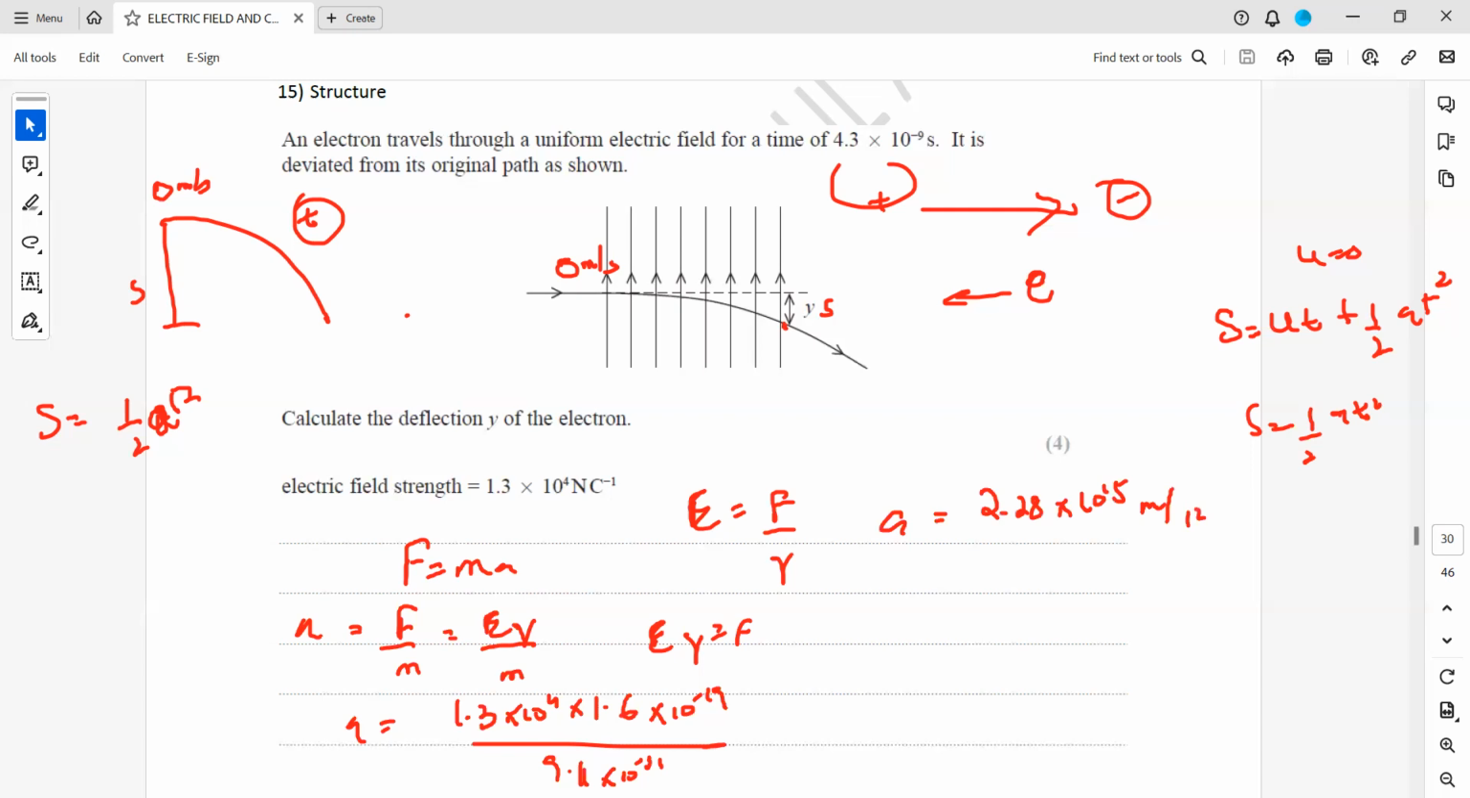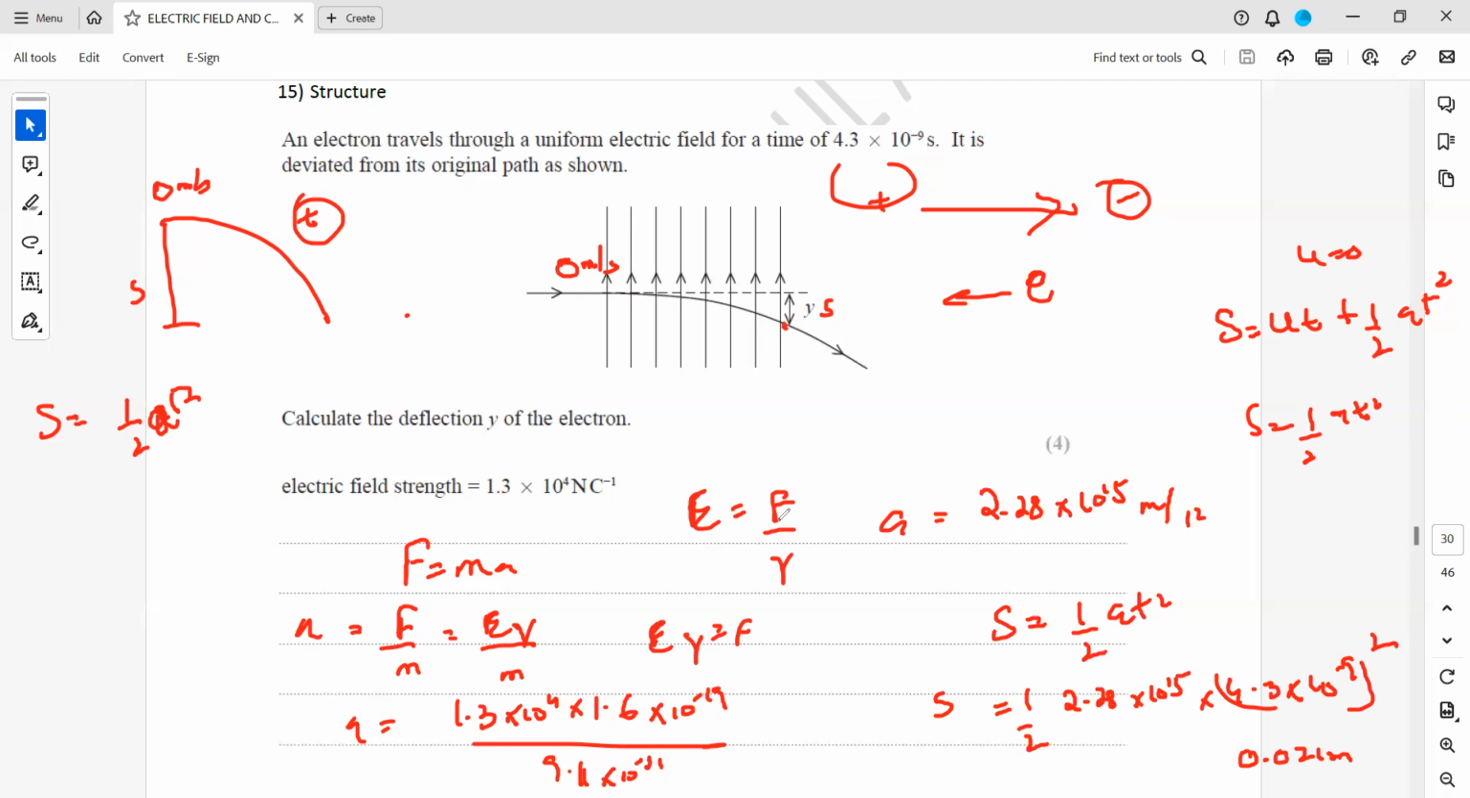Now to work out the displacement, S is equal to ut plus half at square. So S is equal to half at square because u is 0. So we have half, A is the acceleration which is 2.28 into 10 to the power 15, and t square, the time, they give that it is taking 4.3 nanoseconds to cross this region of electric field, so it will be squared. This will give us the vertical displacement, which is 0.021 meter.